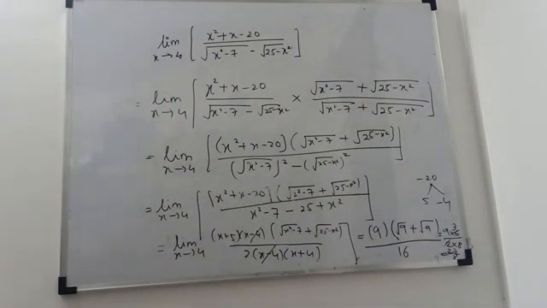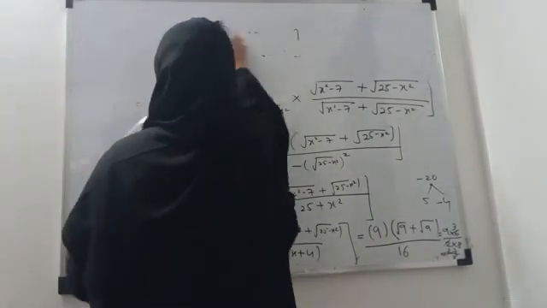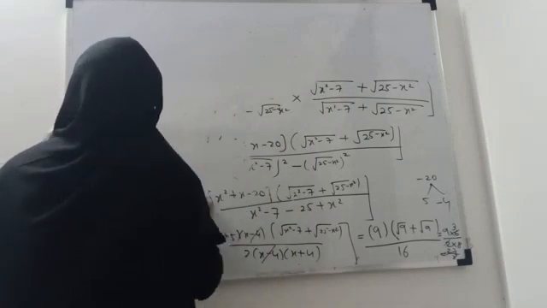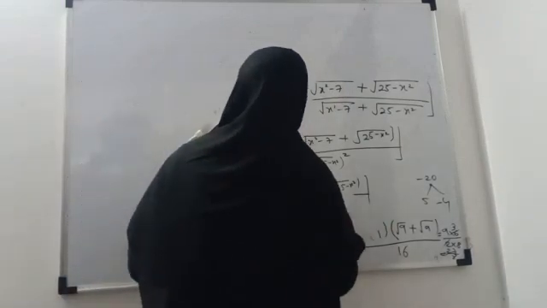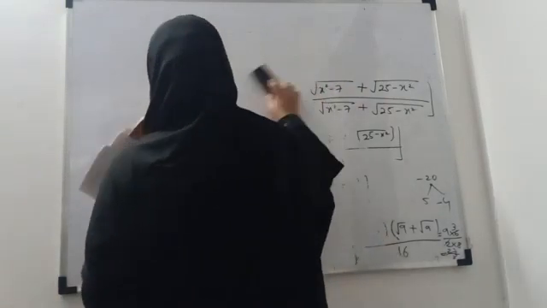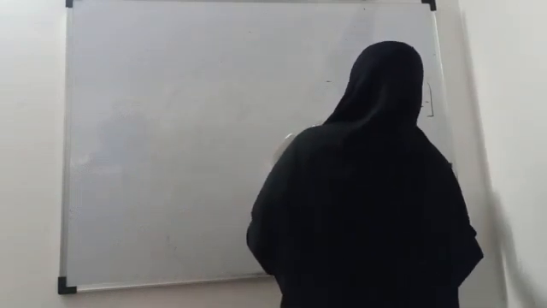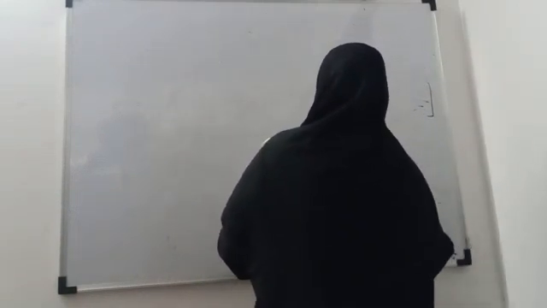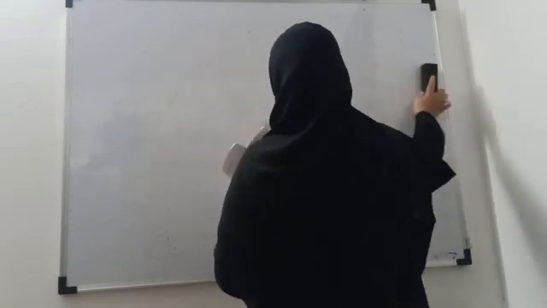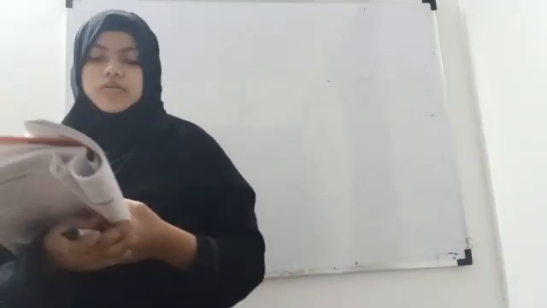So this is how the rationalize method can be applied. Now we'll start another topic, that is the limit of a trigonometric function. Till now we have solved limits of polynomial or rational functions. Now we will see how to find the limit if the function involves trigonometric functions. We have some standard formulas for that. We'll see that.